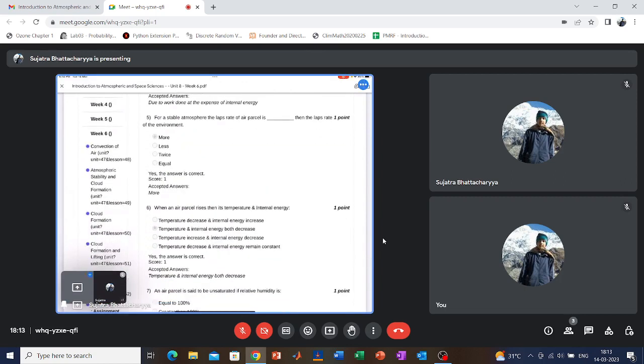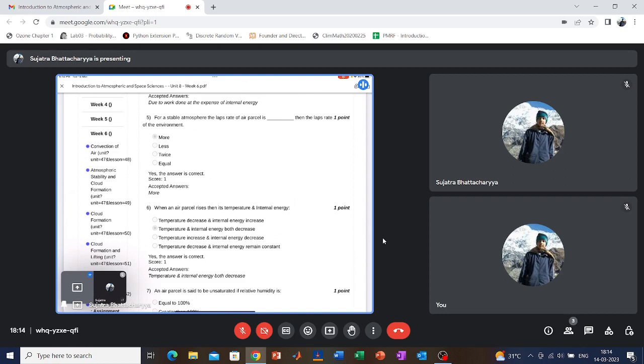Sixth question is, when an air parcel rises, then its temperature and internal energy. The first option is that temperature decreases, internal energy increases. It cannot be possible. Why? Because internal energy is related to temperature, particularly internal kinetic energy. Therefore, it cannot be possible.